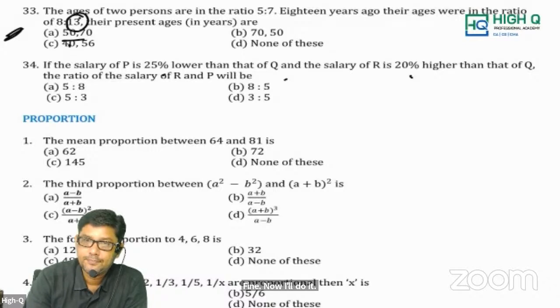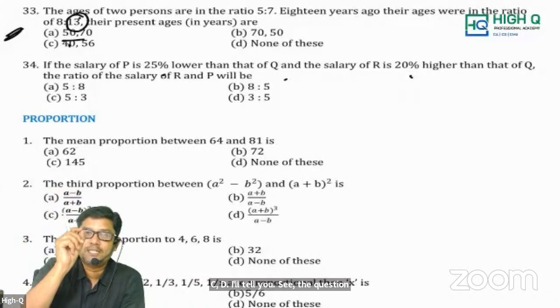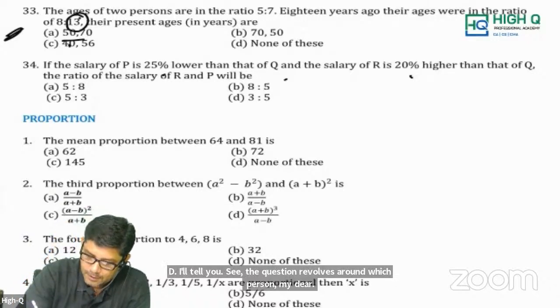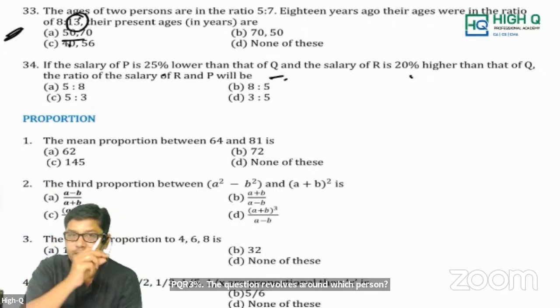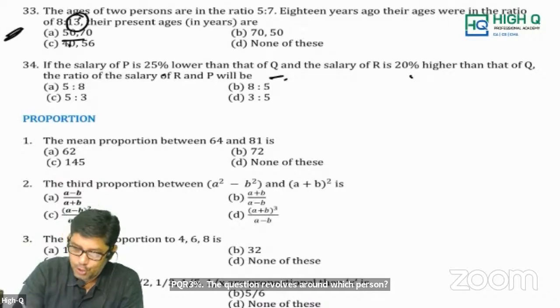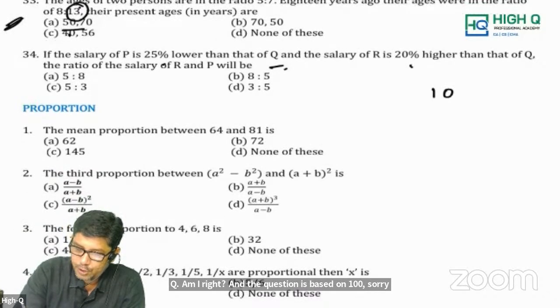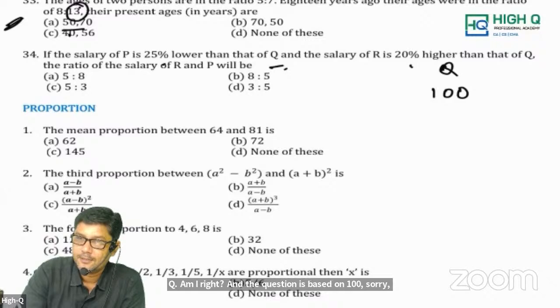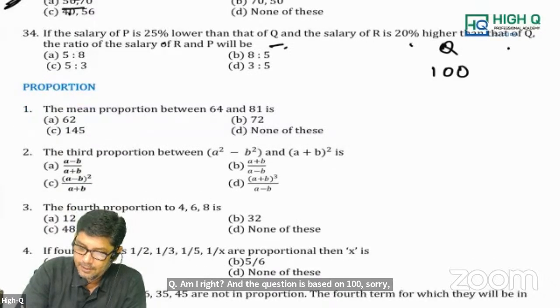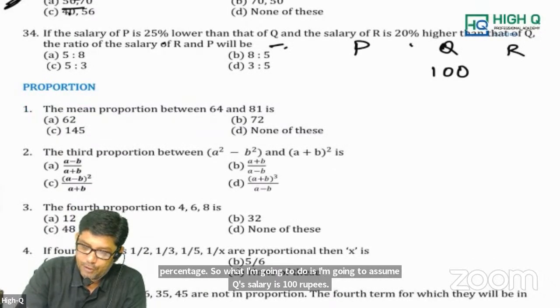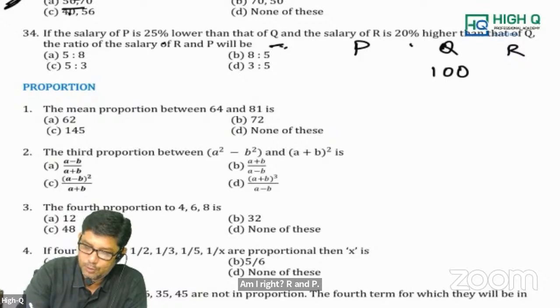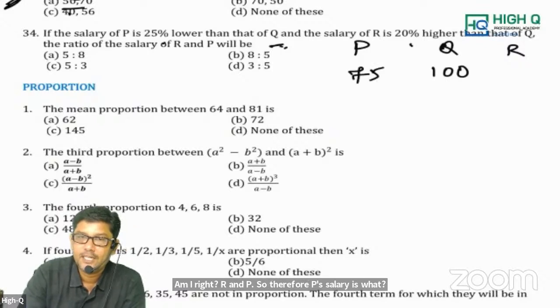A, B, C, D. I'll tell you. See, the question revolves around which person? P, Q are 3%. The question revolves around Q, am I right? And the question is based on percentage. So I'm going to assume Q's salary as 100 rupees. P's salary is lower than that of Q, that means 75, only 25% lower.